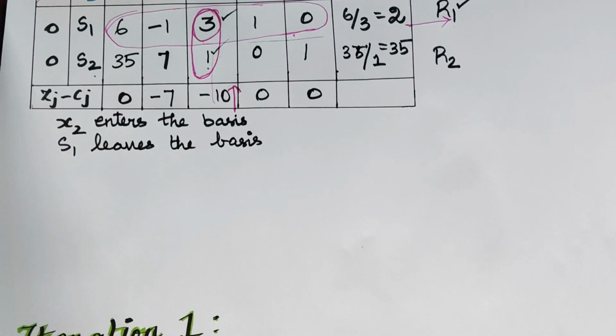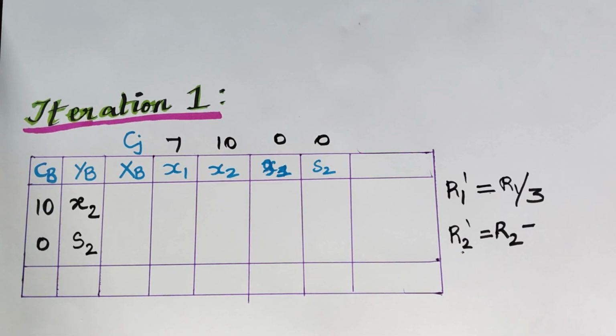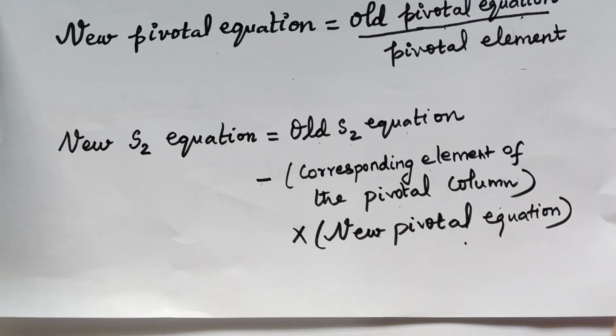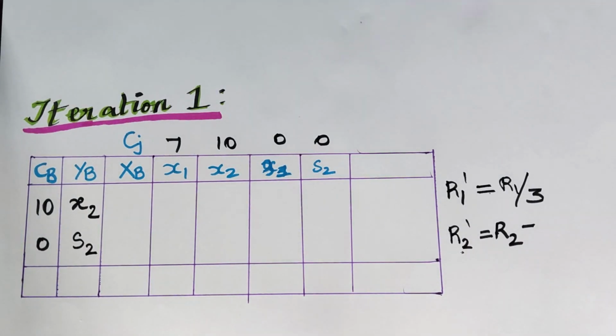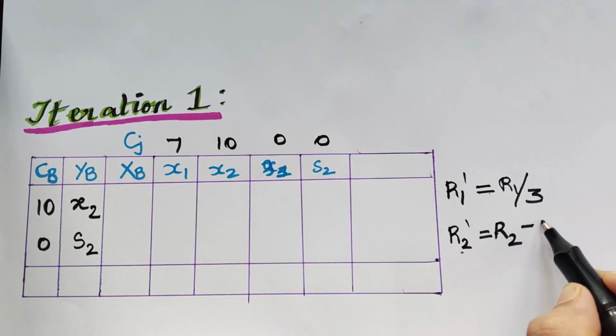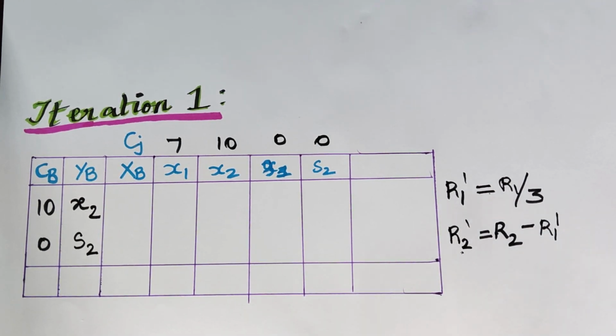So 1 multiplied with, so what is the formula? 1 multiplied with new pivotal equation. New pivotal equation is this one that we are going to find, which is R1 dash. So 1 multiplied with R1 dash. So this is how the formula will be. So R2 dash will be equal to R2 minus the corresponding element from the pivotal column multiplied with the new pivotal equation, that is R1 dash.